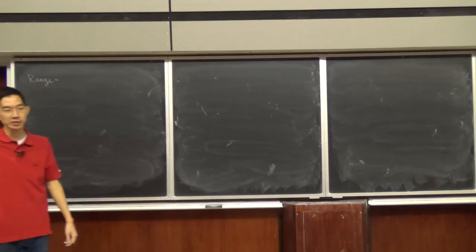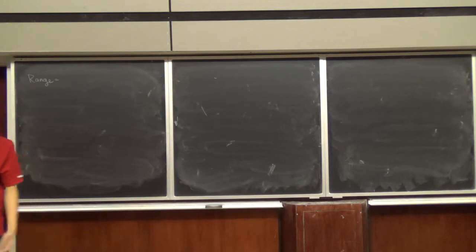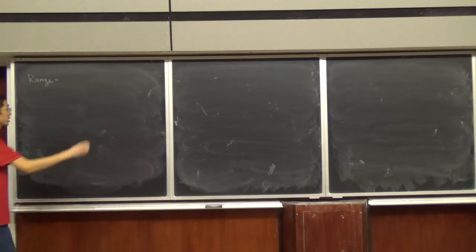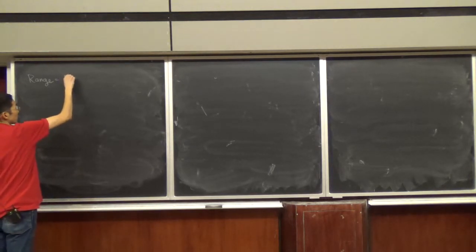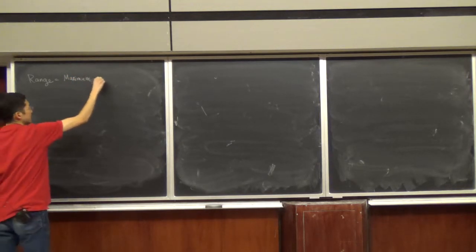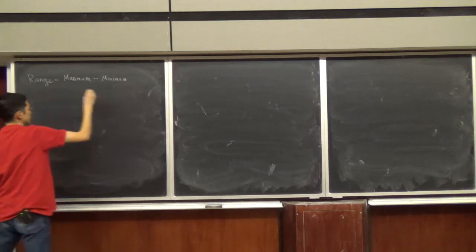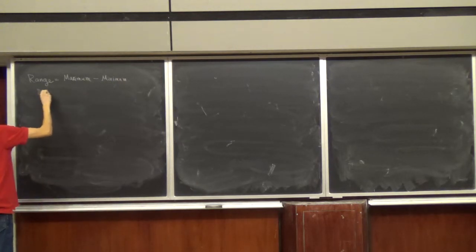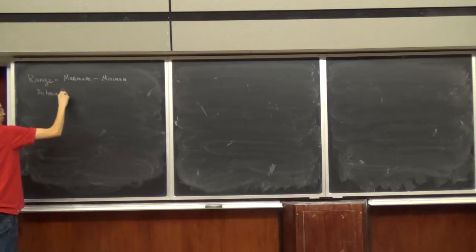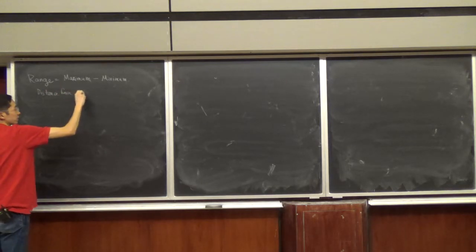The range is very simple. The range is the distance from the largest point to the smallest point. So you take the maximum minus the minimum. This is the distance from the largest to the smallest point.